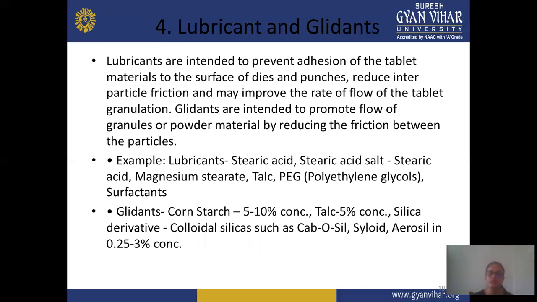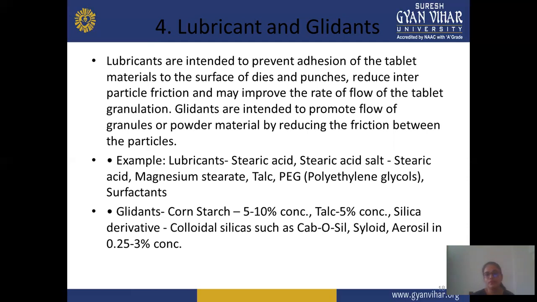Lubricant and glidant both improve flow property, but at different stages. Lubricant is mainly used during compression, and with the help of lubricant, the tablet reduces the interfacial tension or interparticle tension during compression between the die and punches surface, prevents adhesion, and improves flow property during granulation or compression.